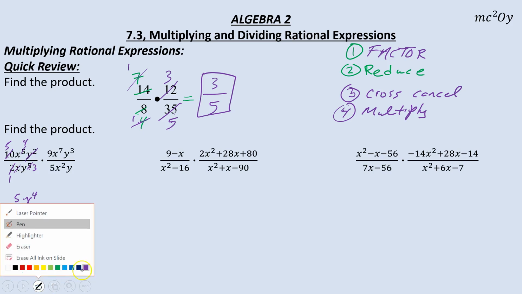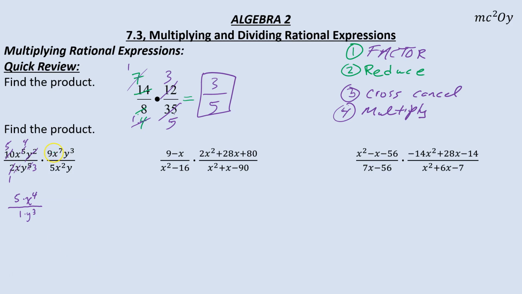Now let's go ahead and we'll switch up the colors, and we'll deal with this 9/5. Well, 9/5 does not reduce. x to the 7th and x squared. Well, you have 7 here, 2 here, so that becomes a 5th power. y cubed and y. Well, you have 1 here and 3 here. You have 2 more on bottom. Remember, really, all you're doing is subtracting those numbers using that property.